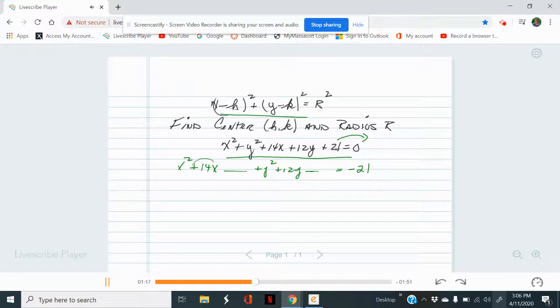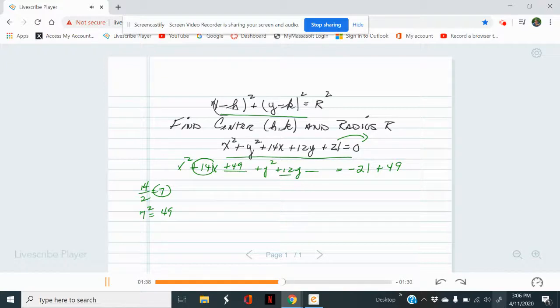All right, here's the procedure. I'm going to take half of 14. Half of 14 is 7. We'll put a circle around that. I'm going to take that 7 and square it, which gives me 49. I'm going to add 49 to the left side of the equation and repeat the same process on the right side. If I add to one, I've got to add to the other to keep the balance.